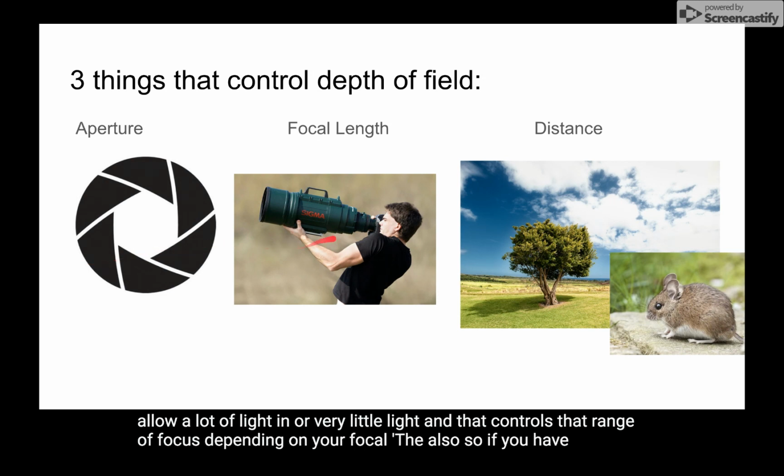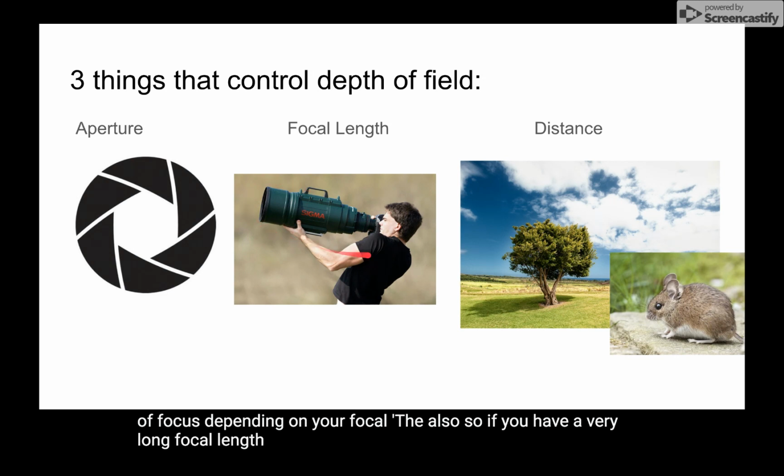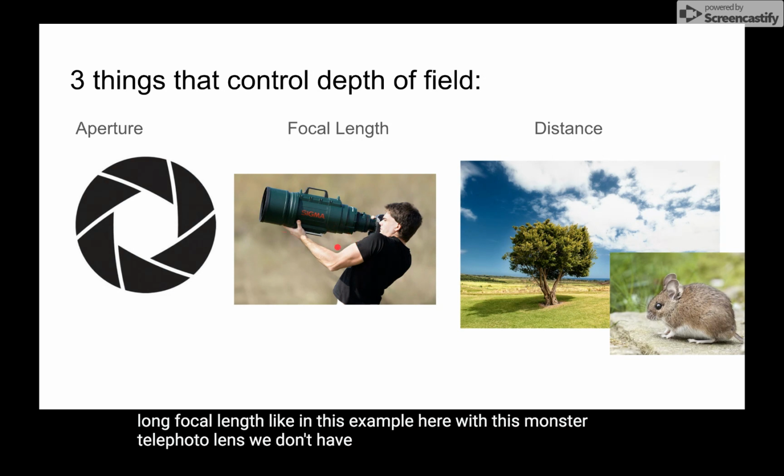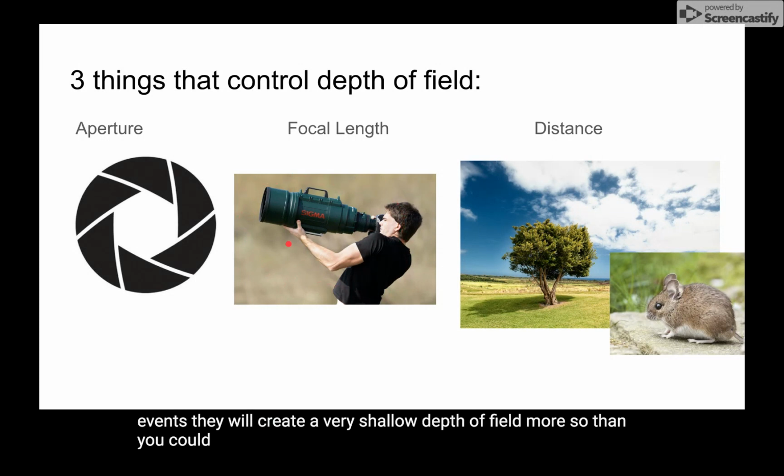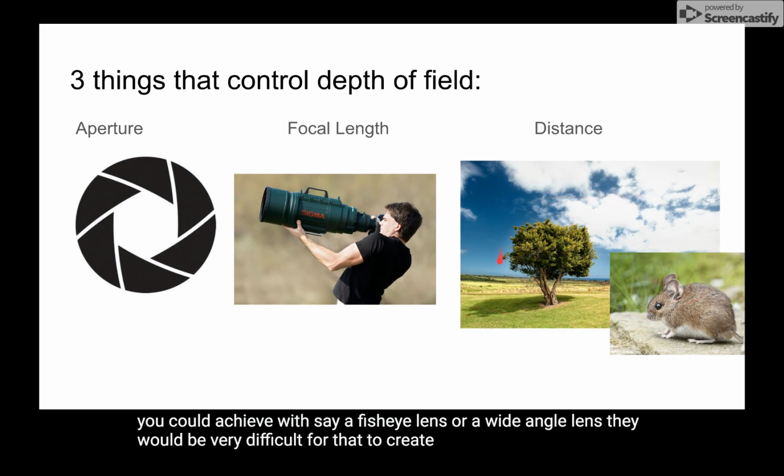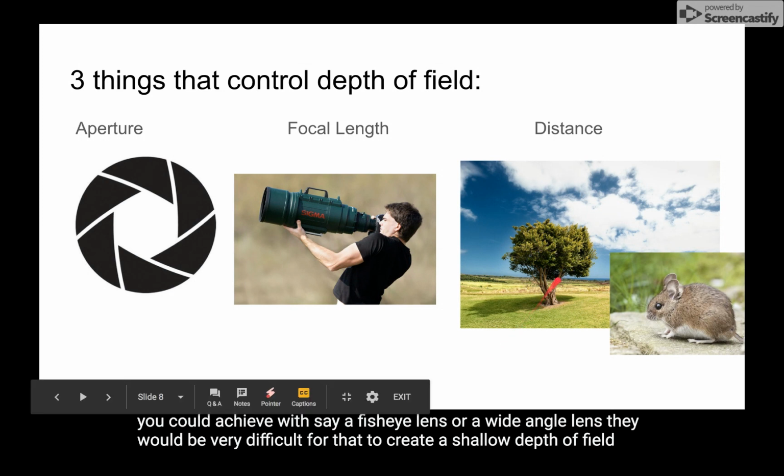So if you have a very long focal length, like in this example here with this monster telephoto lens, we don't have those in class, but you might see them on the sidelines of certain sporting events. They will create a very shallow depth of field, more so than you could achieve with, say, a fisheye lens or a wide angle lens. It would be very difficult for that to create a shallow depth of field, depending on the distance as well.